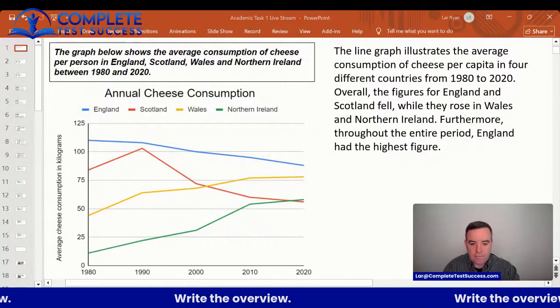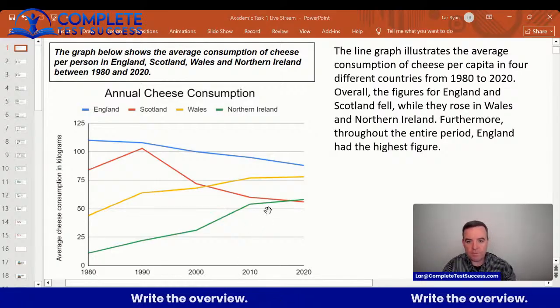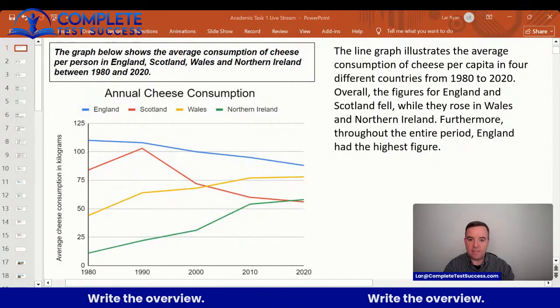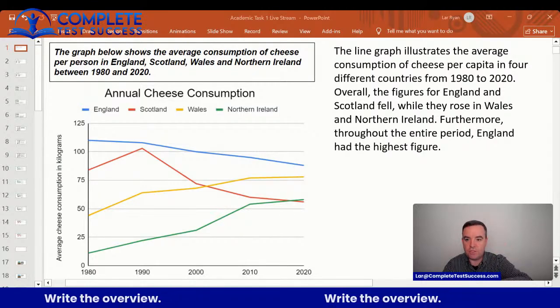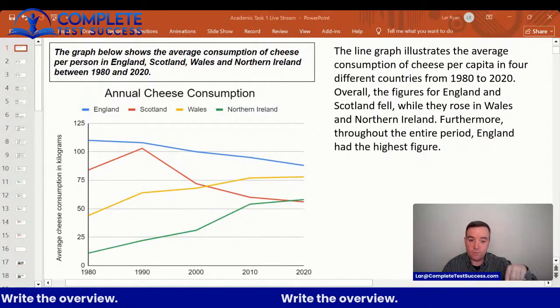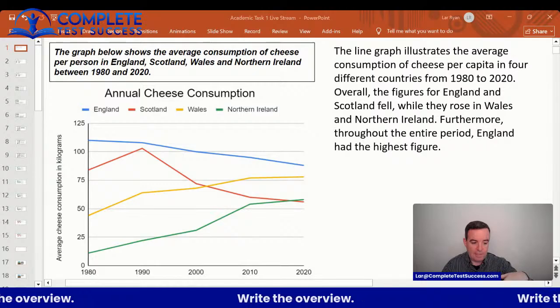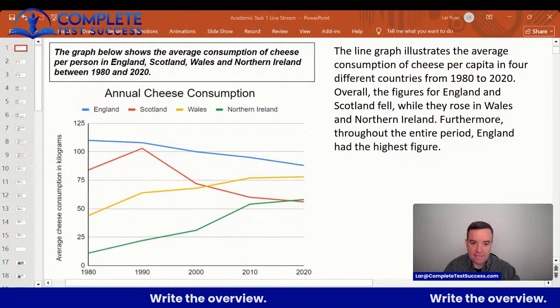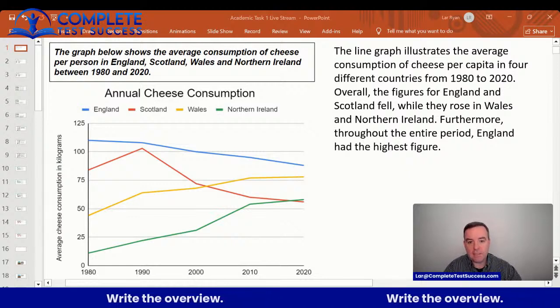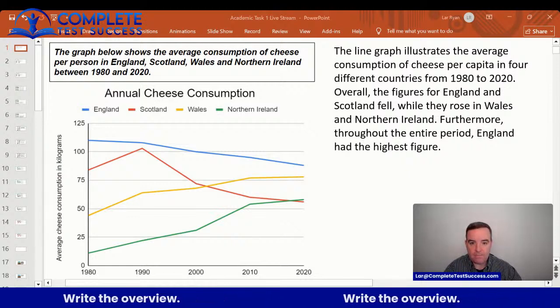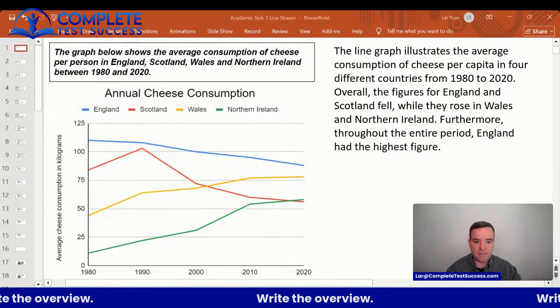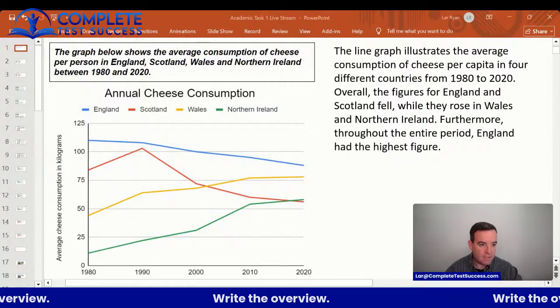So it depends on the question. There will be times where just mentioning the increases and decreases will be enough, and that will be somewhere about 30 words long. So we wouldn't need to add this extra information. But in this situation, I would just worry that maybe we're not being descriptive enough for that band 7.